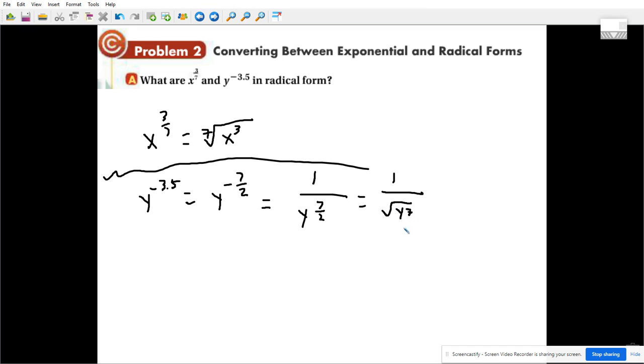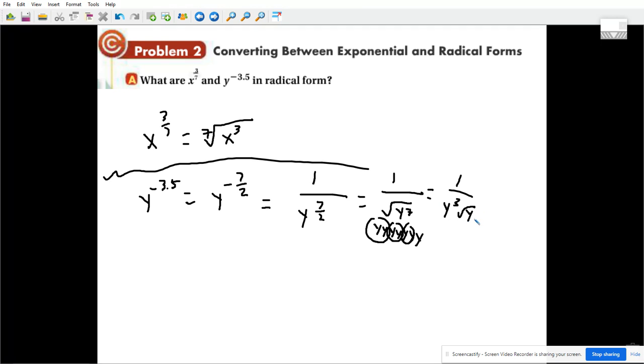Now, if you can simplify this, I need to simplify it. Are there groups of 2? My index is 2, that I could take out from 7 y's, and the answer to that is yes. So I need to take out, again, y to the 7th means 7 y's. How many groups of 2 can I make? 1, 2, 3. So this simplifies to 1 over y to the 3rd times the square root of y.